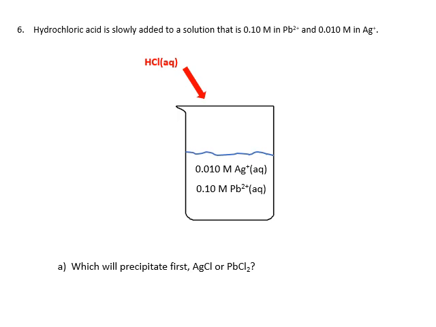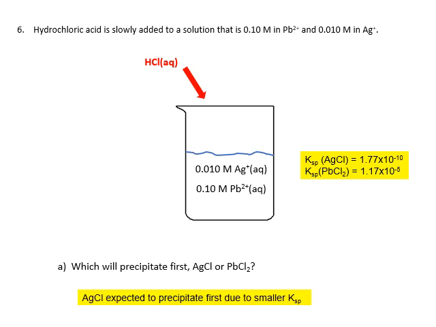To answer this question, we need to know the KSP values of the two proposed solids. The KSP of silver chloride is 1.77 times 10 to the minus 10. The KSP of lead 2 chloride is 1.17 times 10 to the minus 5. Notice that the KSP value for silver chloride is much smaller than the KSP value for lead 2 chloride, and so we expect silver chloride to precipitate first.